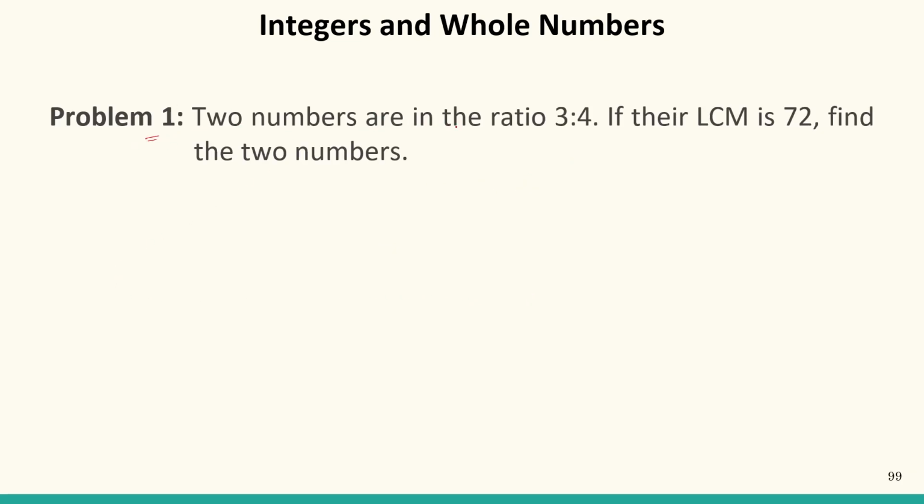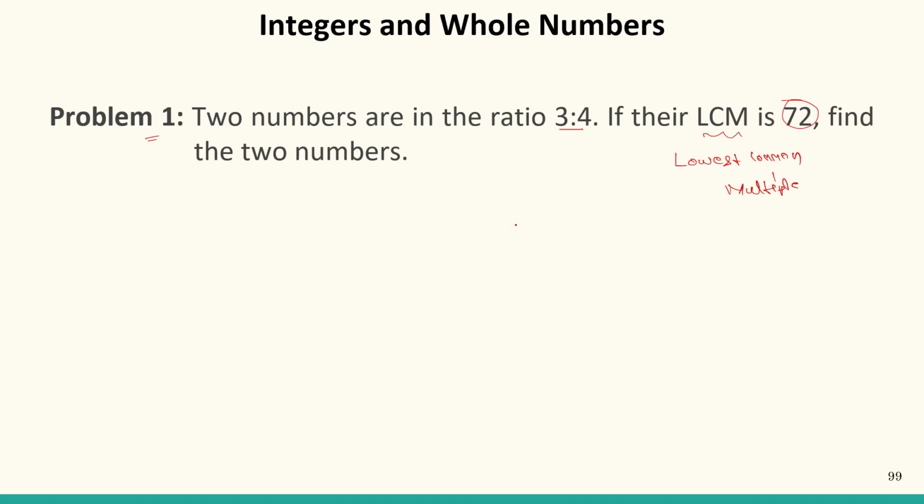Two numbers are in the ratio 3:4. If their LCM is 72, then find the two numbers. It is given that their LCM is 72. What is LCM? LCM is the lowest common multiple.